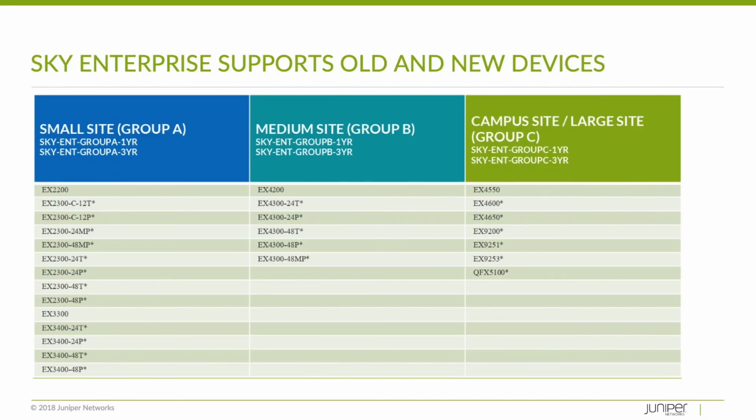We sometimes get feedback that the supported device list in the ordering guide is a bit confusing, so I just wanted to clarify that Juniper Sky Enterprise supports all EX devices running Junos with very few exceptions. And recently we've added support for QFX 5100s.